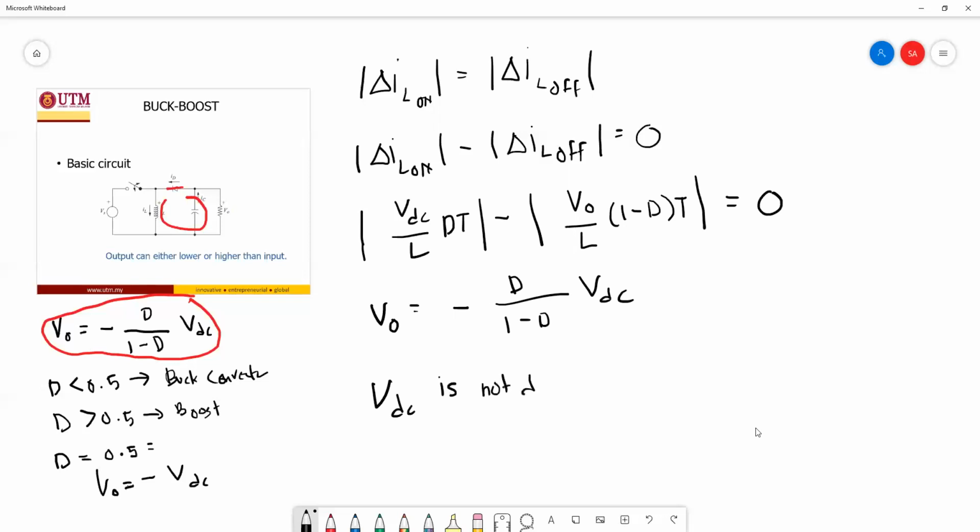As you note, this DC source VDC is not directly connected to the load. During switch on, the energy from the source is stored by the inductor, so the source is not directly connected to the load. During switch off also, the DC source is not connected to the load. So all the energy comes from the inductor itself. This means that the inductor is the source of energy for the load.